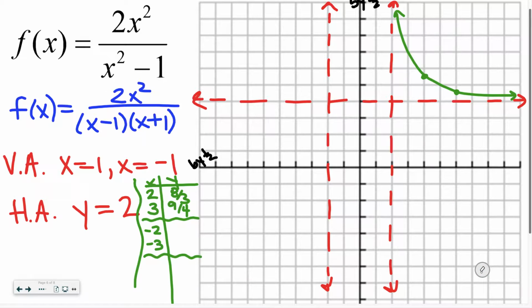Some of you are getting excited, right? Alrighty. If we take 2 times -2 squared, that's positive 8, -2 squared 4, minus 1. 3. Huh. 8/3. That's kind of nice, isn't it? Okay. 2 times -3 squared would be 2 times a positive 9. And -3 squared would be 9 minus 1 is 8. So we again have 9/4.